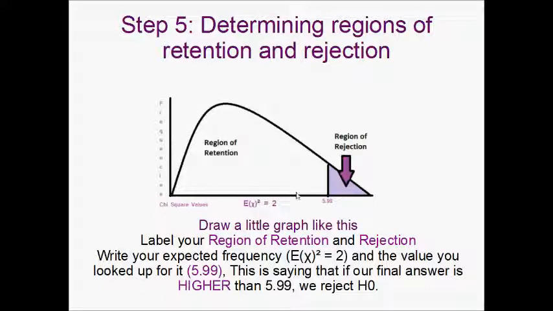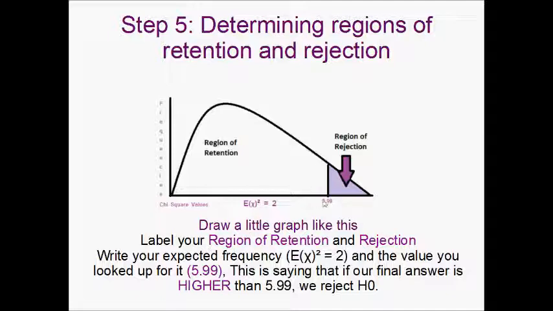You're just going to draw this hump, and you're going to make your cutoff line, and you're going to write the number that you got from the chart under it. That's going to be the cutoff line for your region of rejection. You have to make sure you label your region of rejection and label your region of retention, which is this huge area in here. At the bottom, you want to put your expected frequency, and then you just want to write frequencies on the side. So that's pretty much it for step 5.